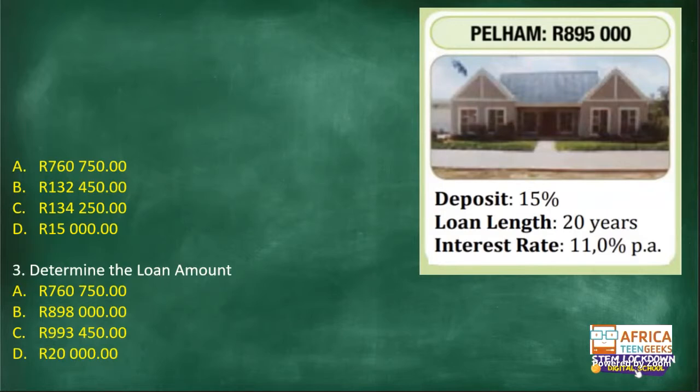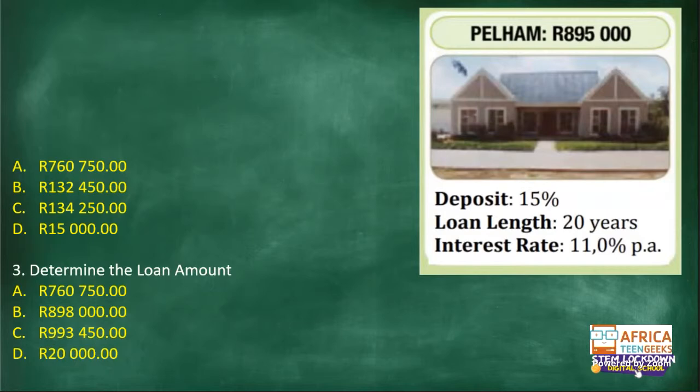That is 15% of 895,000. Now, as we get on, we can see that to get 15% of 895,000, we will multiply 15 by 895,000, and then we'll divide the answer by 100. Because 15% simply means 15 over 100.